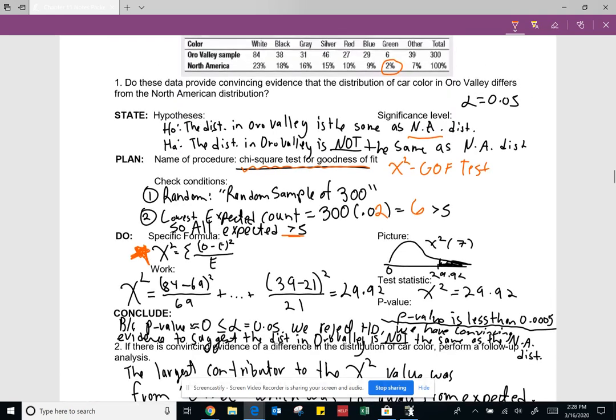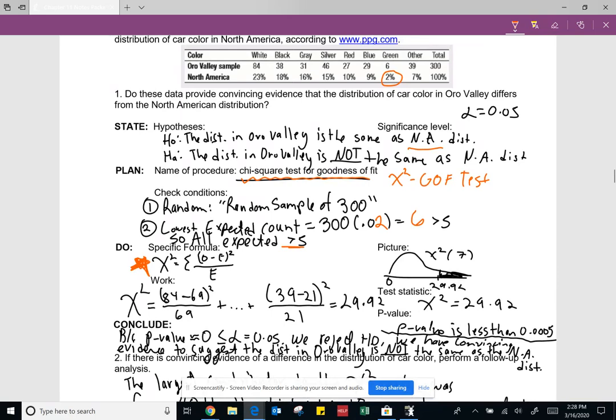So let's plug in our work. So 84 is the first observed value, is 84 right here, minus the expected, which is 69. Well, where does that 69 come from? It's 0.23 times the total number of cars in the sample, which is 300. So 23% of 300 is 69. And so 84 minus 69 squared over 69 plus, you would then do 38 minus the expected, and so on, all the way until the end, which is 39 minus 21 squared over 21. And again, that 21 is coming out of what we expect, 0.07 times 300, which gets you 21.